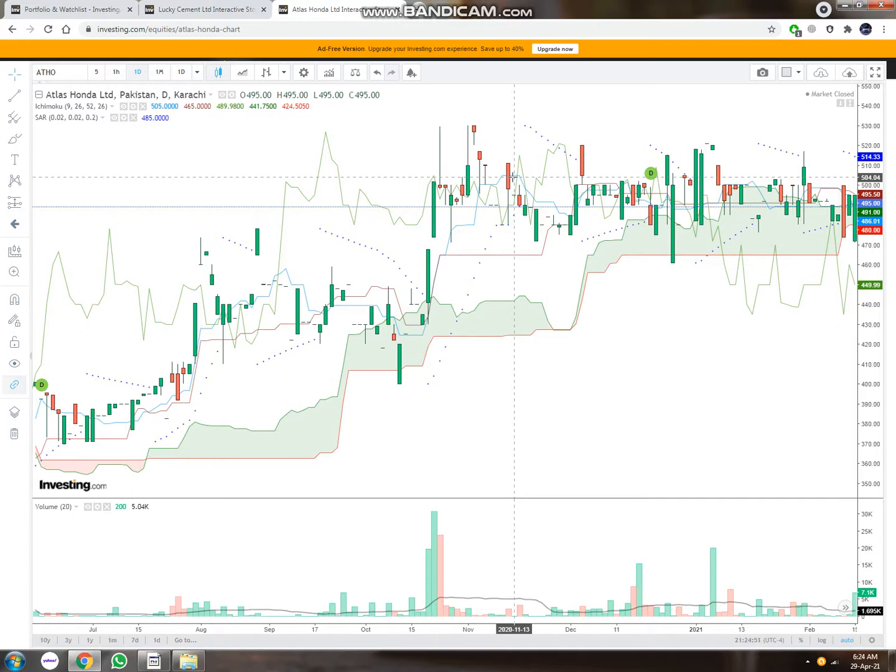Both of these methods are simple to use. You can trade with the help of these methods. This method is easy to apply when you're trading with the help of Ichimoku cloud. Ichimoku cloud, you saw, it is very simple.